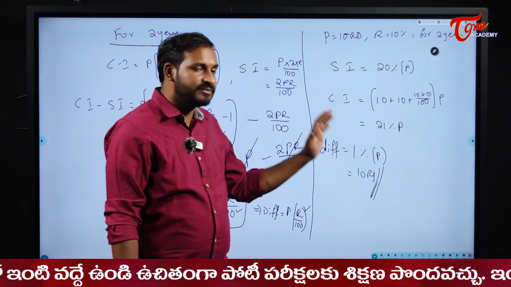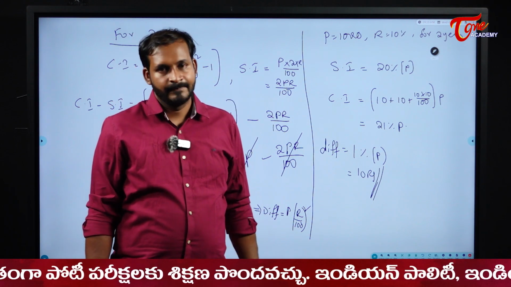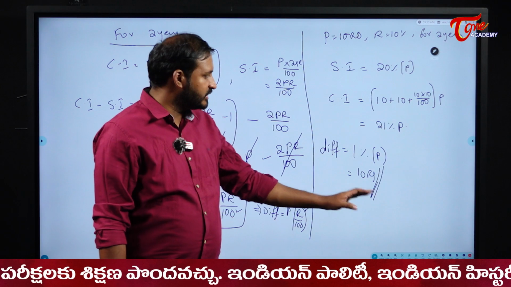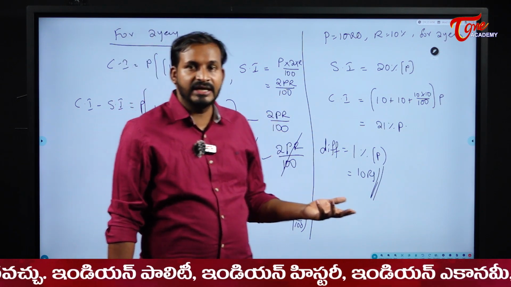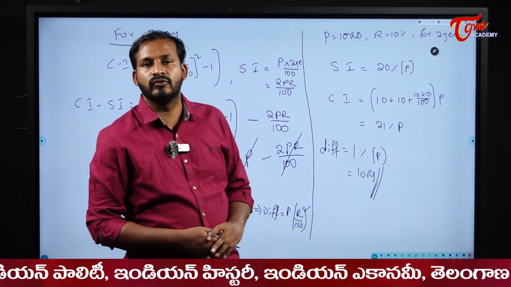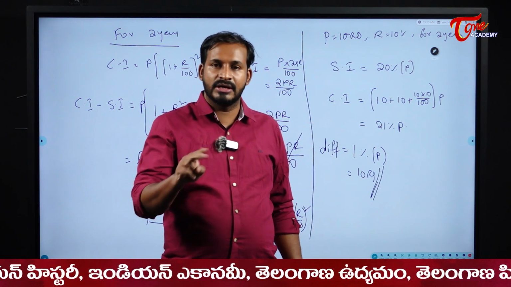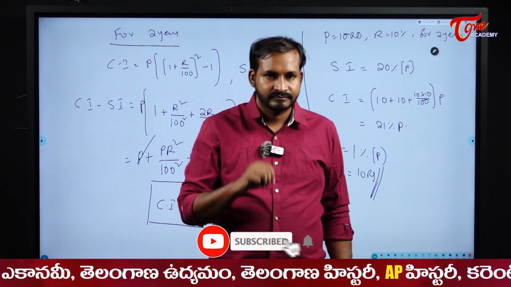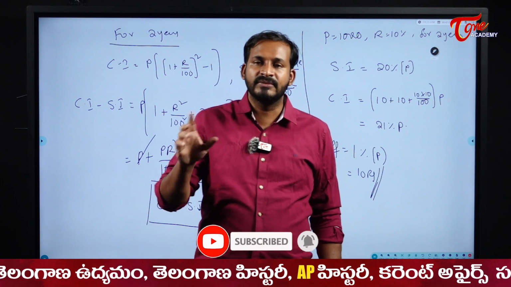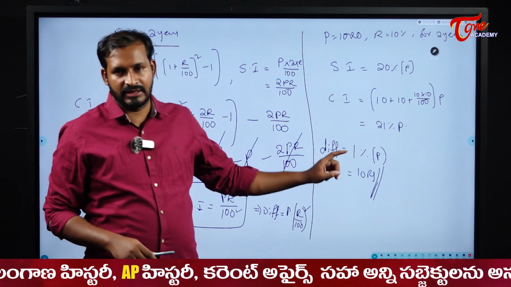So, this is the difference between simple interest and compound interest for 2 years. Okay, understood? Now, if the time period is 3 years, see here, students, there will be only 2 types of questions in this area. One is the difference between simple interest and compound interest for 2 years and the other one is the difference between simple interest and compound interest for 3 years. Apart from this, we don't have any other methods. So, either we will get 2 years or 3 years.